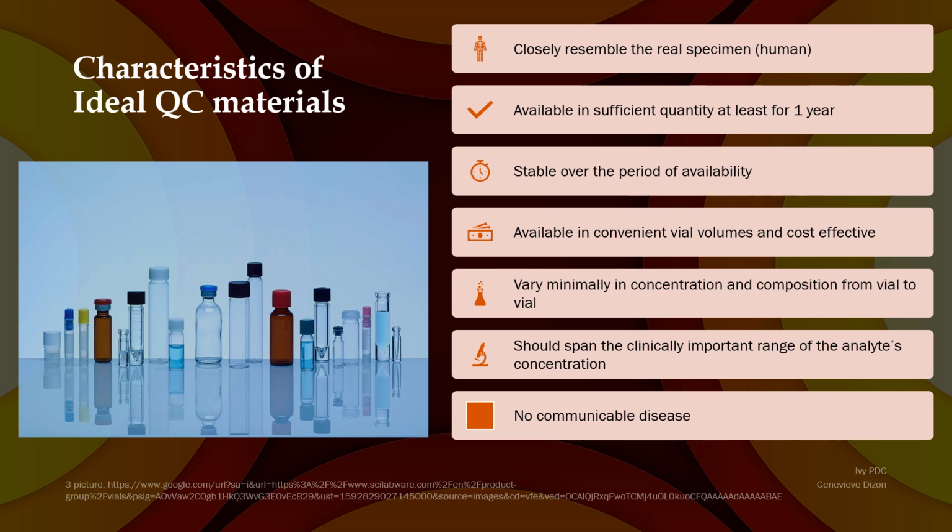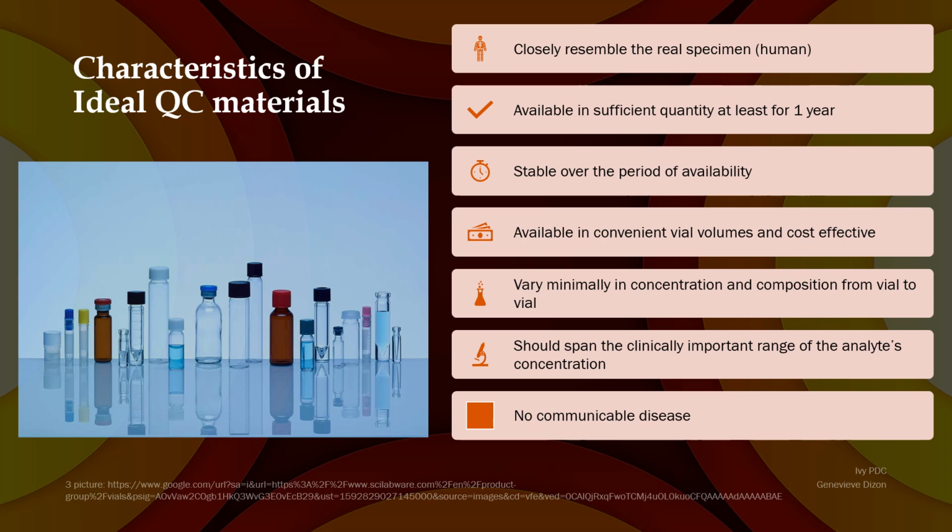Remember, quality control are specimens or solutions that were produced in the laboratory to be used for testing like a specimen. So that means they should be like a real specimen in physical characteristics or in chemical characteristics. Now, since in our laboratory we are testing people, human, then that means that it should reflect human specimen as close as possible. Why do we need them to behave like the real specimen? So that we can test them exactly the same manner as the patient specimen.